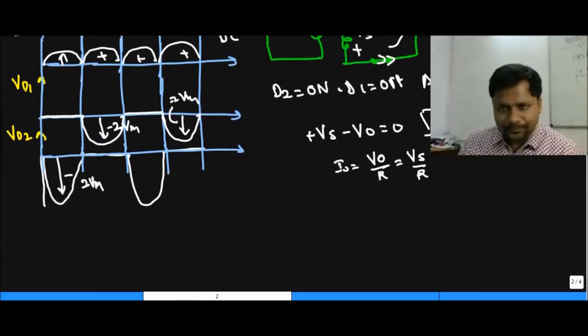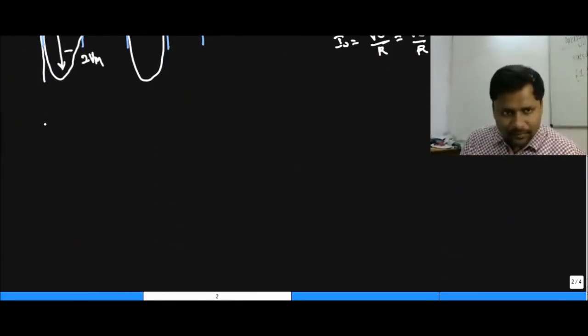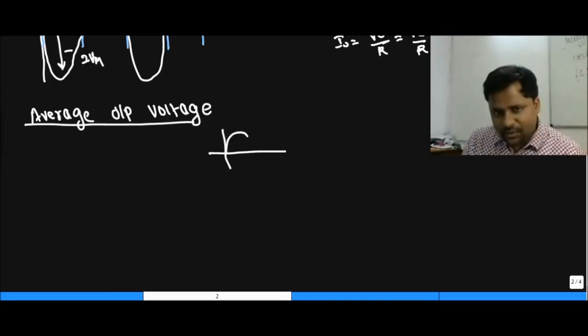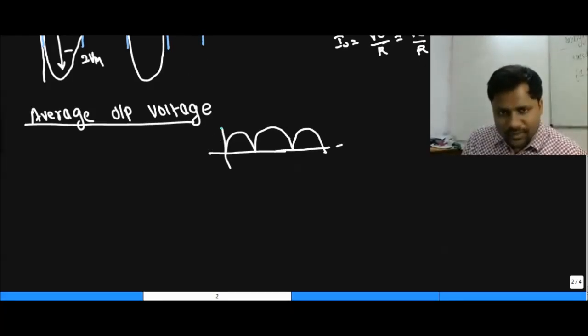Now come to the average output voltage. If I take the magnitude like this fashion, this is 0, this is pi, this is 2 pi, and so on. So we can say this is the output voltage. It should be 0, pi, 2 pi. So the time period is basically the repetition of the cycle, this is called the time period.